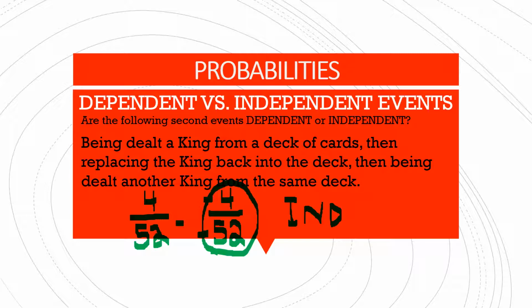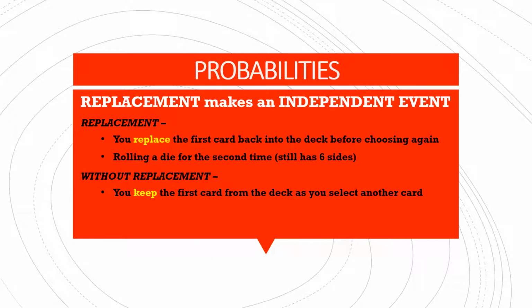Now that brings us to our next point. Since you replaced the card back into the deck before taking your second selection, it turned it into an independent event. It didn't change, it didn't alter the second event. So that's what you call replacement. When you replace the first card back into the deck before choosing again, it makes it an independent event. You're putting the deck back like it was before you started. So therefore, your second selection is going to be exactly the same as your first selection.